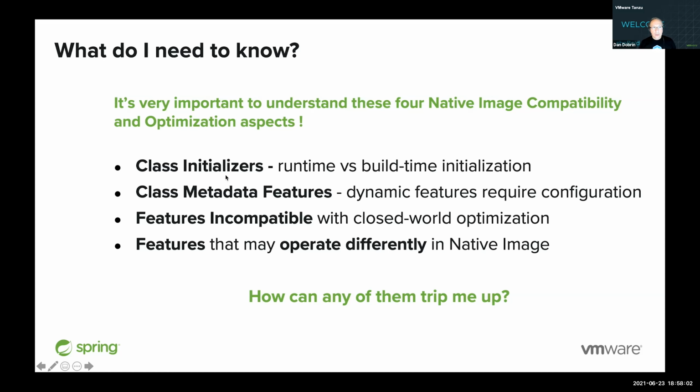So what are they? Class initializers, the distinction between build time initialization and runtime. We need to have a good understanding of it. Then how do we generate configuration for dynamic features, and what do we have to provide? While we explore these two, we have to recognize two things: that there are some features which are incompatible with closed world optimization, but there are also features which might operate differently in native images. So by this, can we actually improve our coding?